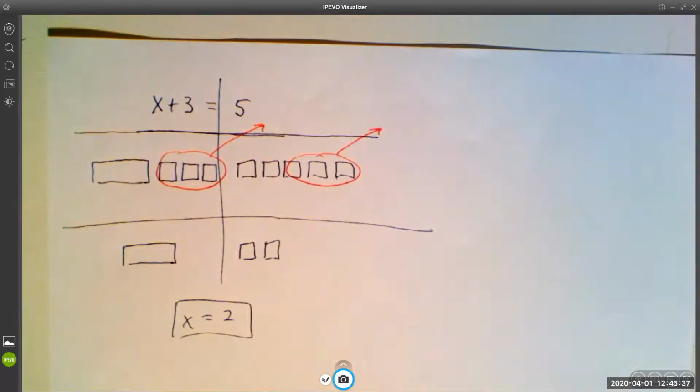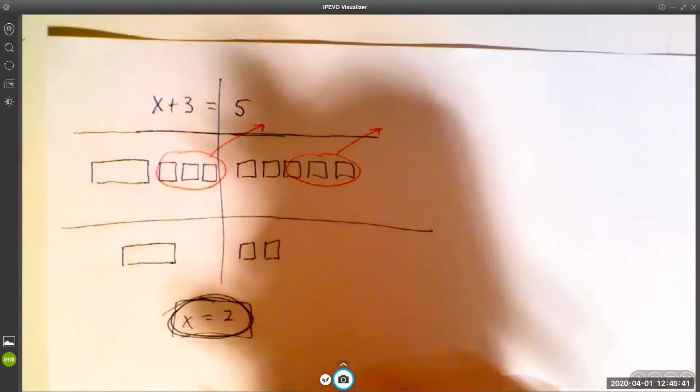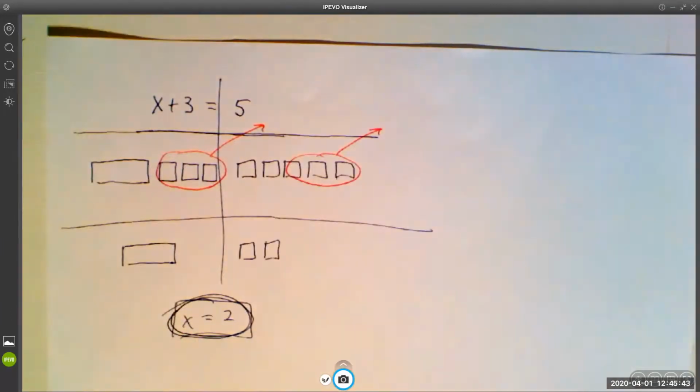Oh, I should circle my answers because you're going to think that it's an algebra tile. No, that's just my answer, x equals 2. So that would be how I would draw out the takeaway model.